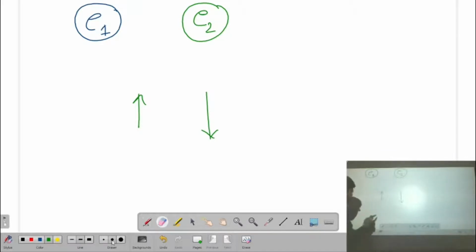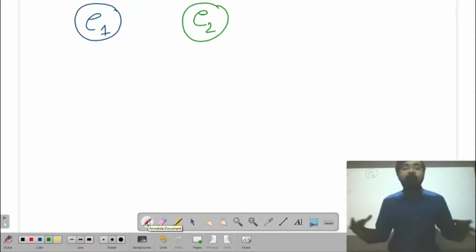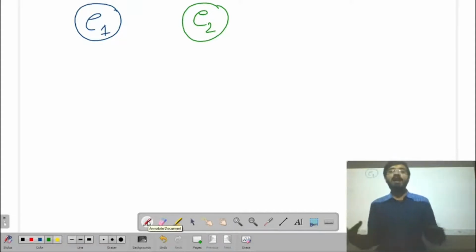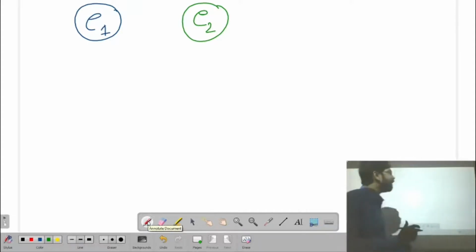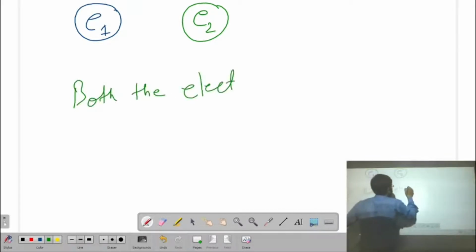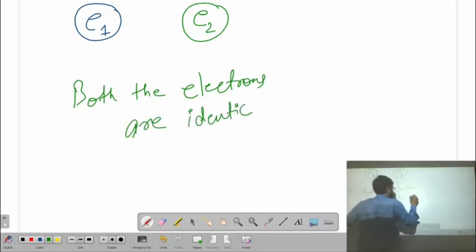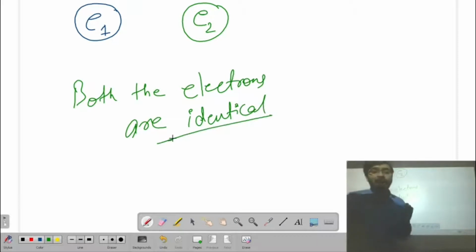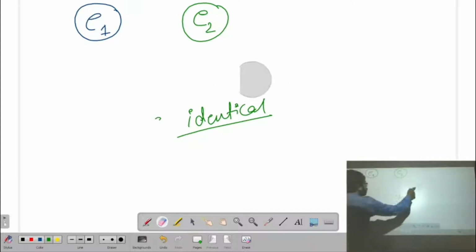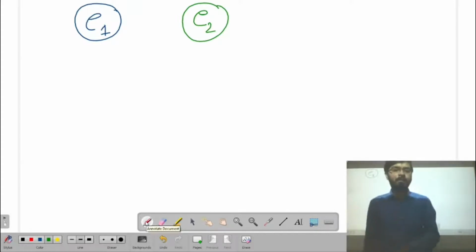Okay, now what happens if we have the addition of two electrons? Remember one thing, that both the electrons are identical, right? Then the electron can have plus spin or minus spin, plus 1 by 2 or minus 1 by 2, right?